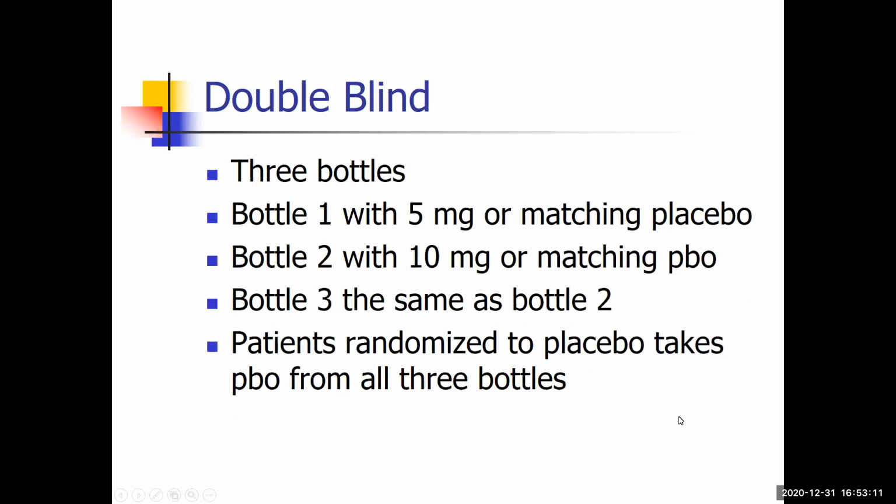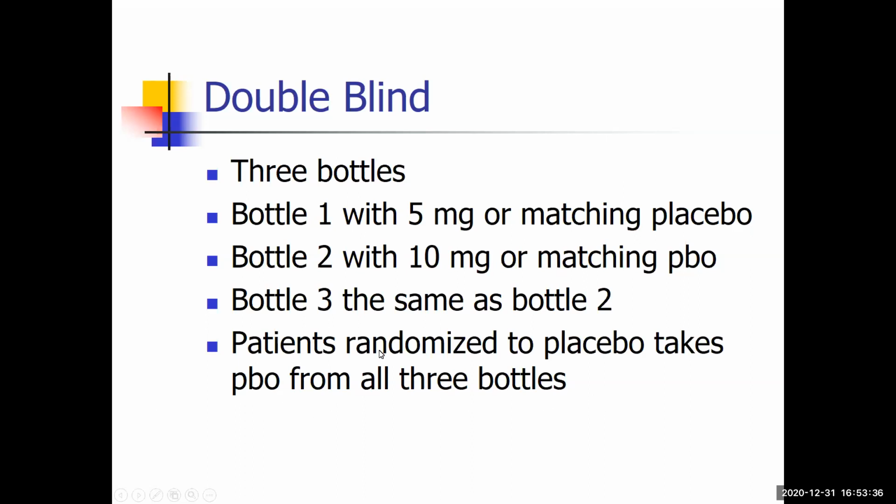So we have to do 3 bottles. All right, bottle 1 contains 5 milligram test drug or 5 milligram placebo. Bottles 2 and 3 have 10 milligram tablets or 10 milligram placebo. And if a patient is randomized to placebo, that patient will take all 3 bottles of placebo.